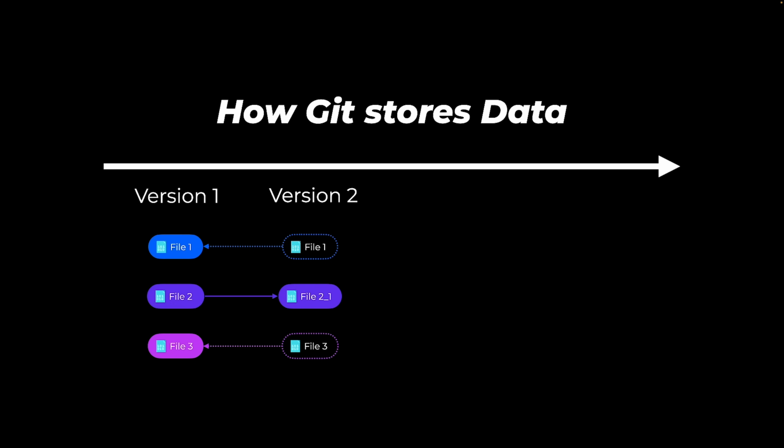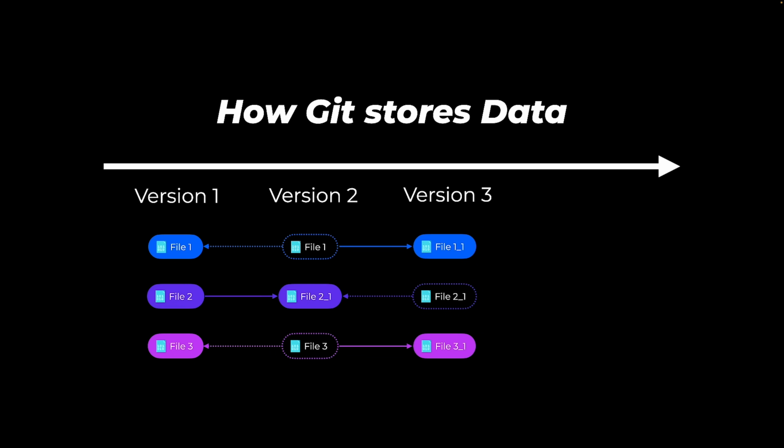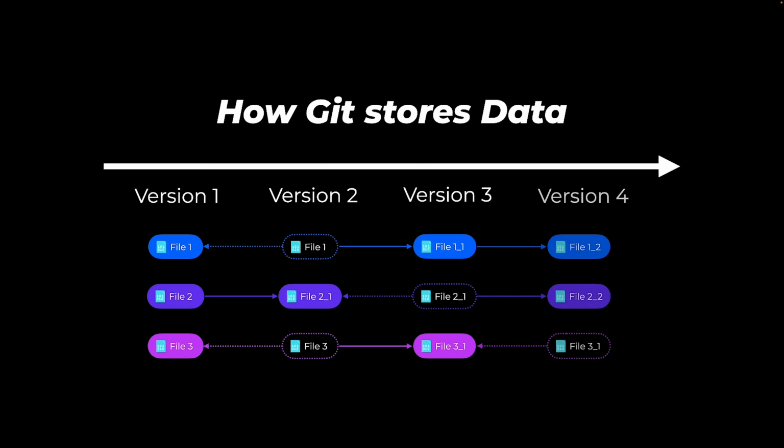So in version 2, you've got a completely updated file 2, but file 1 and 3 are just carried over from the last version. And this approach is super efficient. It's not just saving space, but also making your commits and accessing past versions really fast. And from there, it just goes on like this. Let's say in version 3, you just change file 1 and 3. In version 4, maybe it's file 1 and 2 that get updated. Each time you commit changes to a repository, Git only stores a new snapshot of the files that actually changed, keeping everything else just as a reference into the previous version.